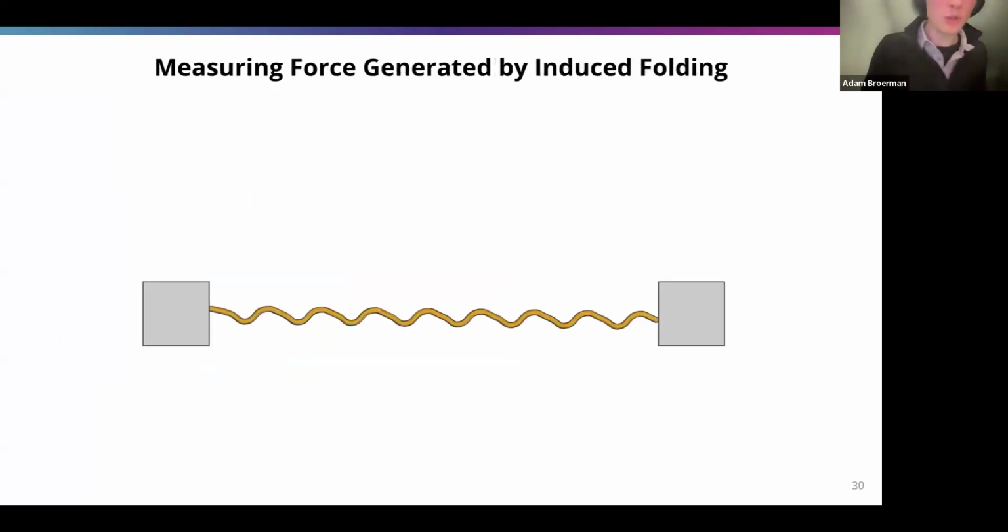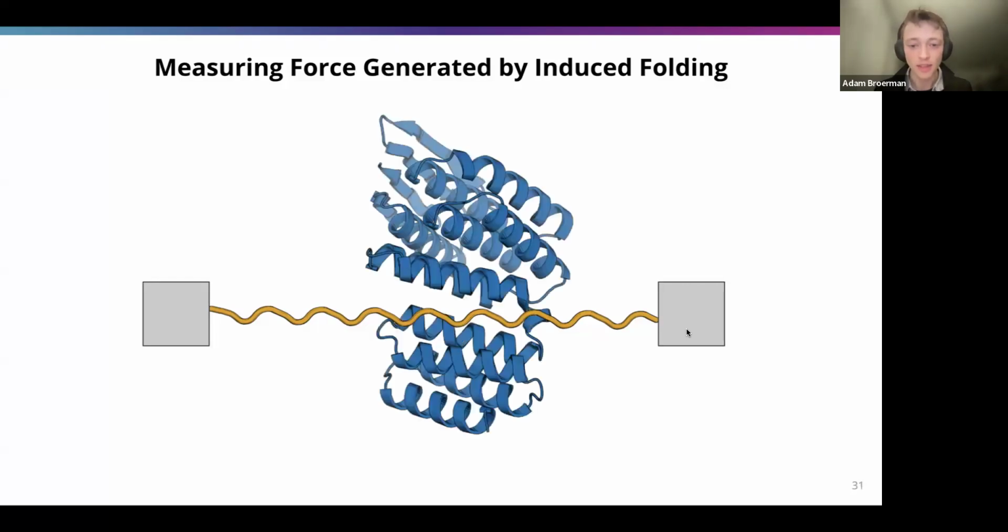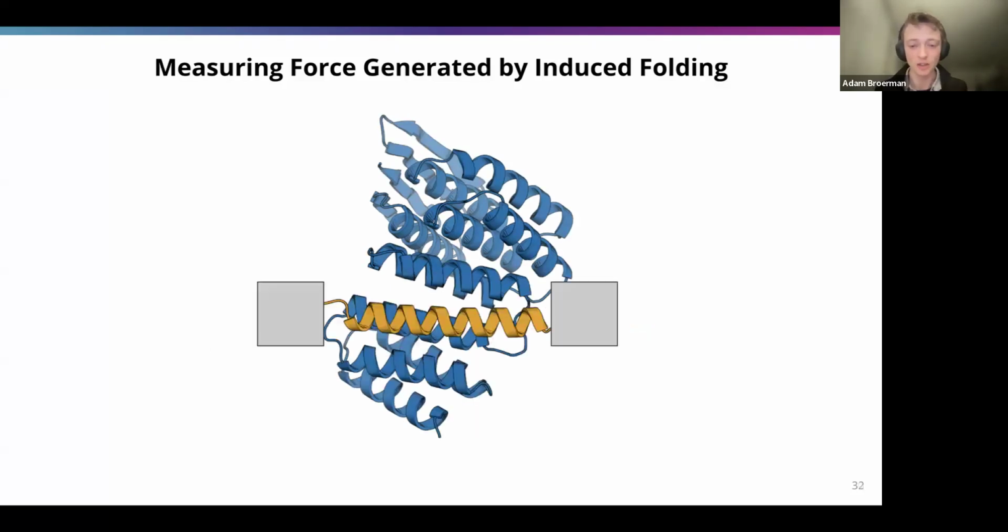This is some new data that we haven't published yet. We want to explore a little bit more how this induced folding of the peptide is actually able to generate force. So the idea is that we take this peptide in the unfolded conformation and tether it between two points in an atomic force microscope. Then when we add in this switch, it should induce the folding of this peptide and generate a force on the two ends here, this contractile force.